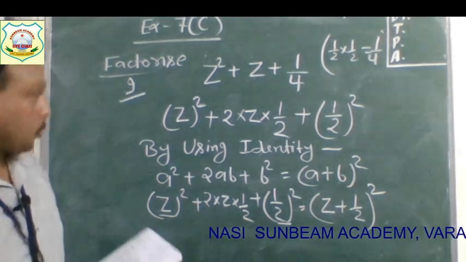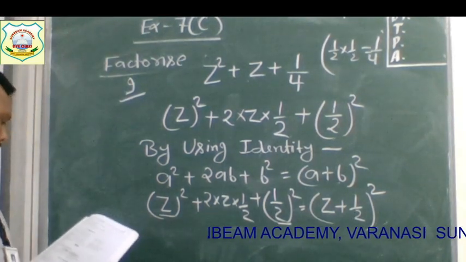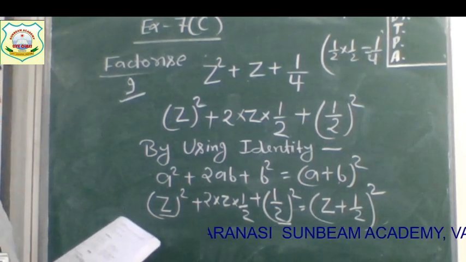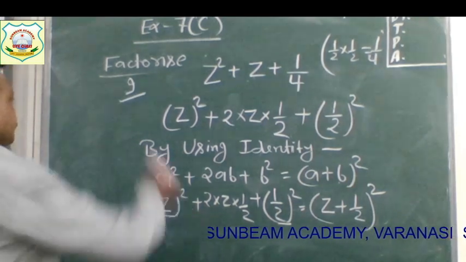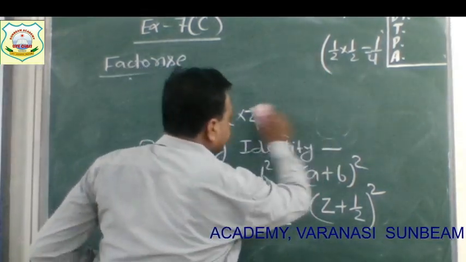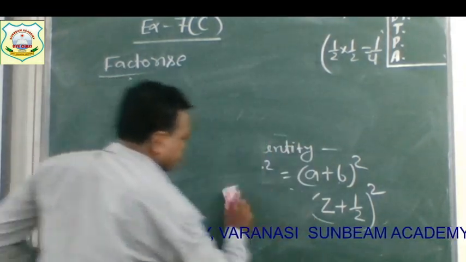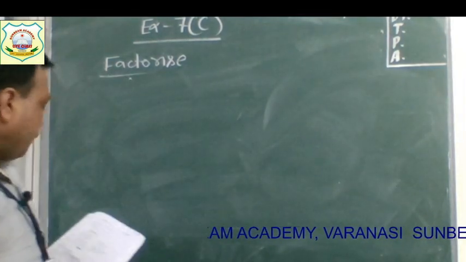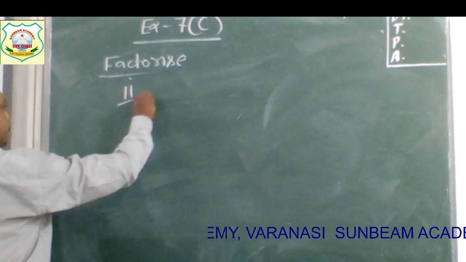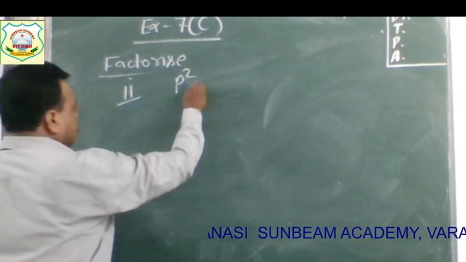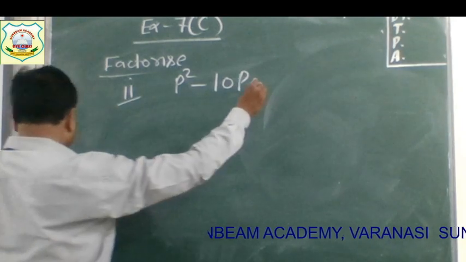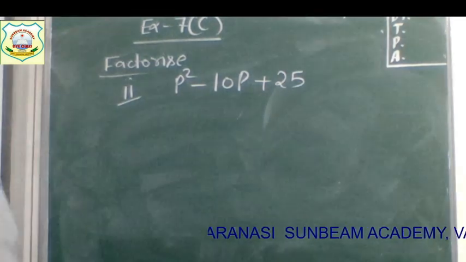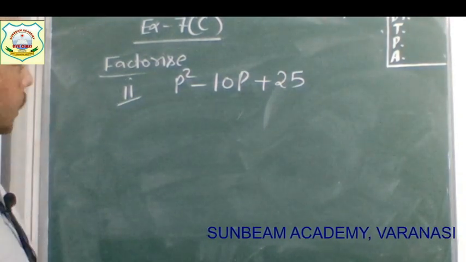So, now next question. Question number 9 we have discussed here. Question number 10, the same way you will do. Now we are discussing question number 11. Question number 11 is given: p square minus 10p plus 25, p square minus 10p plus 25.